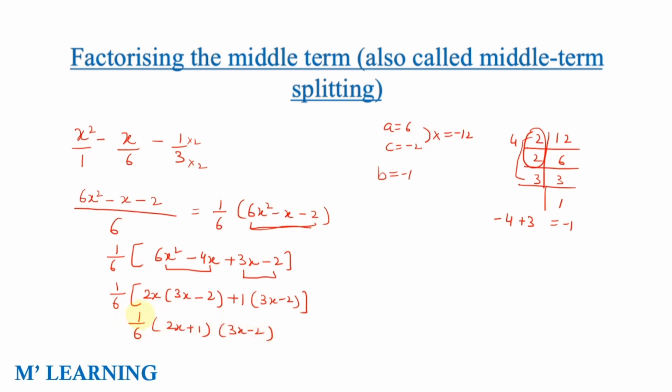Now what you can do, you can leave this 1 by 6 here, or you can just multiply this 1 by 6 by any of these factors. So I'm multiplying this 1 by 6 into the first factor. So I'll get 2x by 6 plus 1 by 6 and 3x minus 2. Now this can be reduced. 2 1s are 2, 3 2s are 6. So this will become x by 3 plus 1 by 6 and 3x minus 2. This is its answer, factors. I hope you understood this.